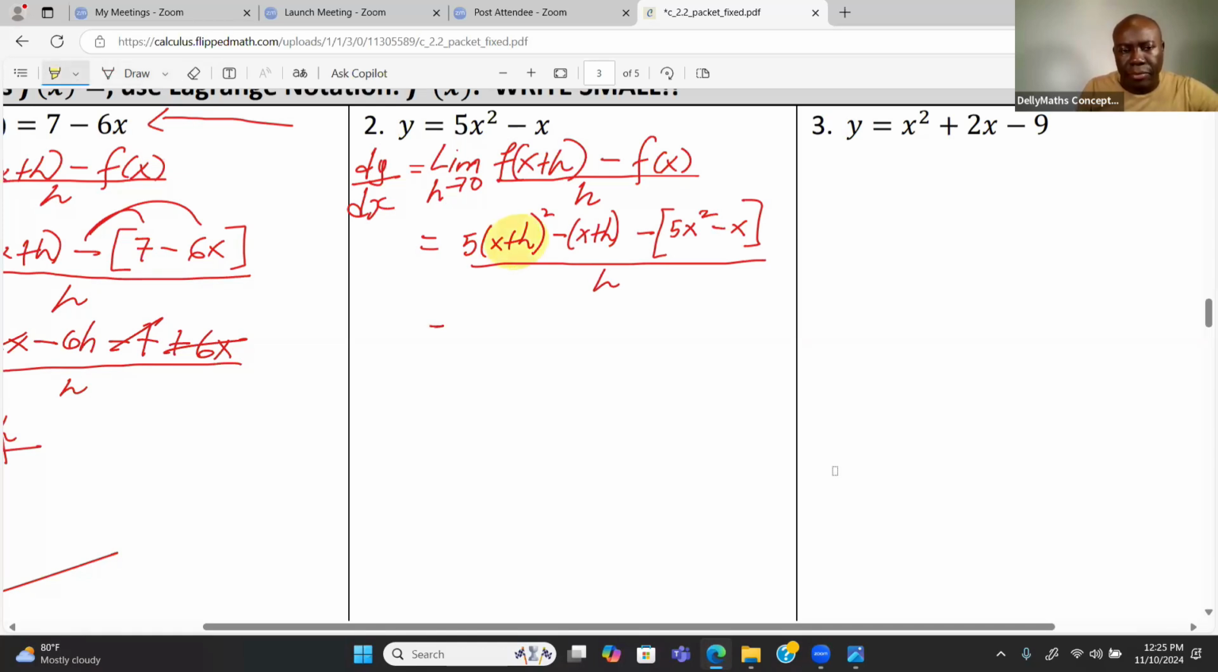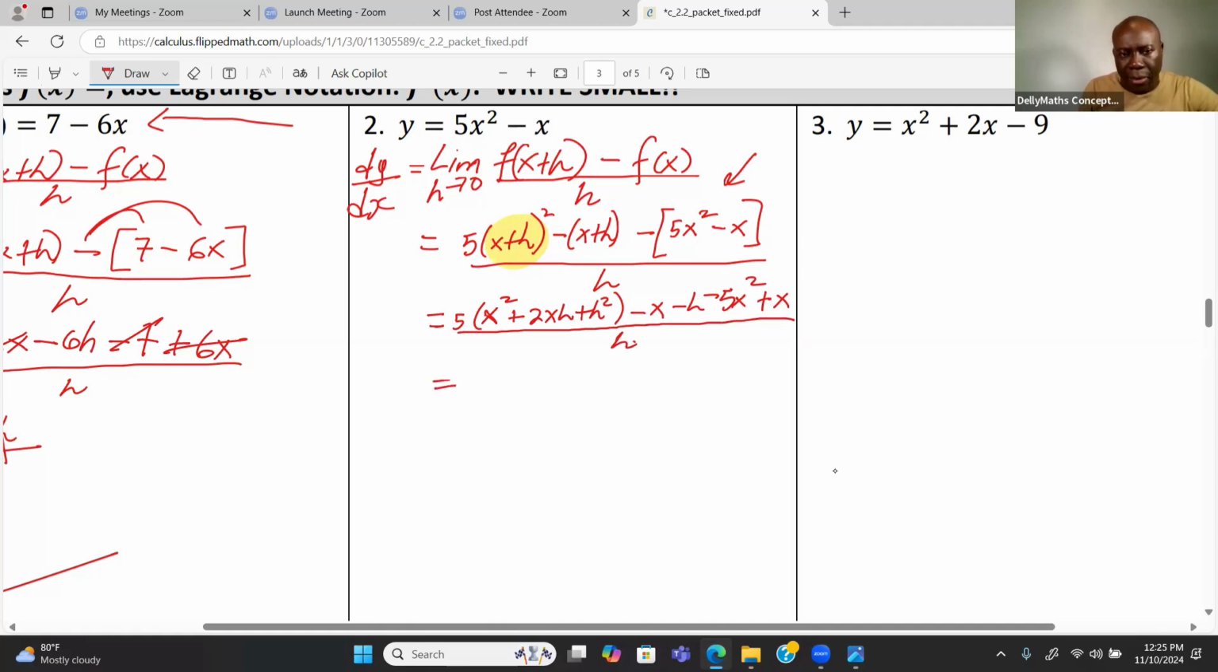I'm going to square that. So I'm going to write back my 5. So when I square x plus h, I'm going to have x squared plus 2xh plus h squared. And then I could distribute these like this is minus x, this is minus h. I could clear these up too. I'm going to have minus 5x squared, and I'm going to have plus x. All of this is actually over h.